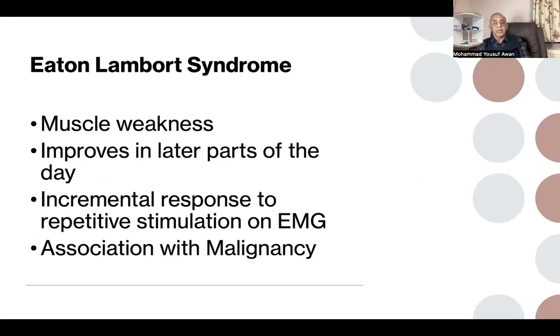So Eaton-Lambert is opposite to myasthenia gravis. There is muscle weakness, but it improves in the later parts of the day, and there will be an incremental response to repetitive stimulation on EMG. So this on EMG is opposite to what we have seen in myasthenia gravis, and mostly this syndrome is associated with malignancy and considered part of the paraneoplastic syndrome.